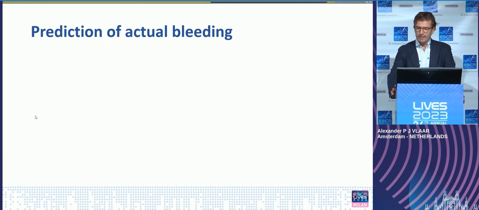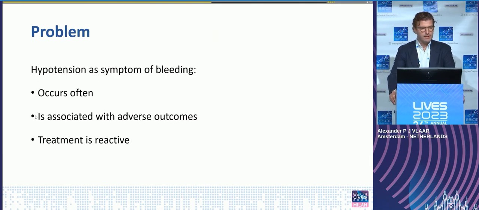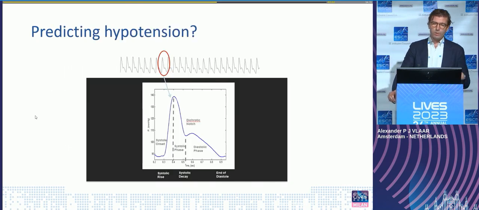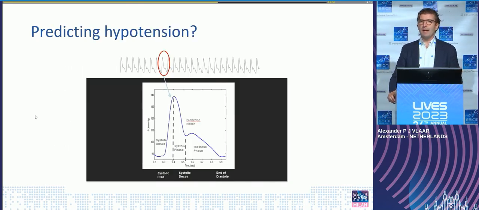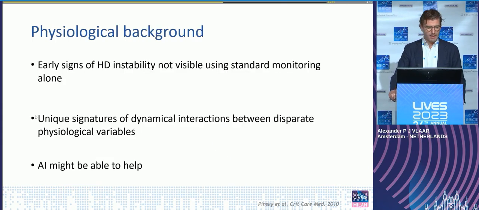Prediction of the actual bleeding, we discussed already a little bit, but hypotension is often a symptom of bleeding, but often it occurs already when it's happening, when the issue is really there. So it's a reactive treatment: the patient is already crashing, and then we start doing things. So what we would like is that we are already warned that something is going wrong. And especially with young patients, we know that they have so many compensatory mechanisms that they will keep their blood pressure properly, and you will not find many hemodynamic characteristics that predict this patient is going bad.